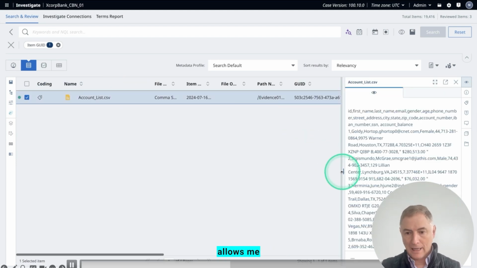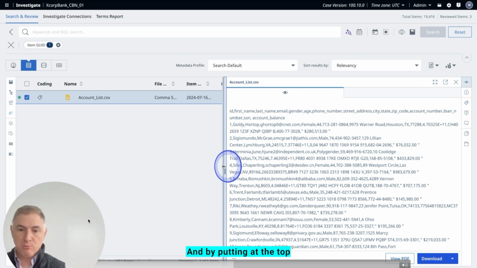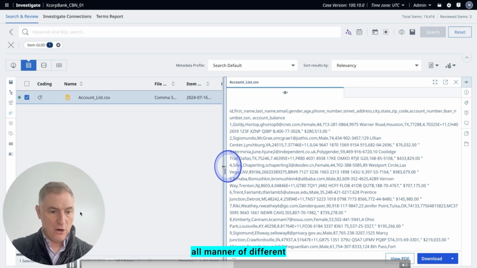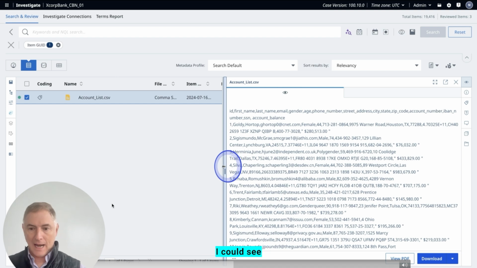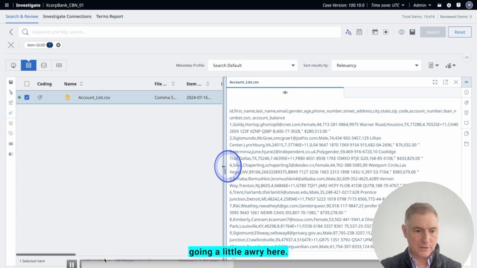That risk score allows me to effectively promote that item to the top of the list. And by putting it at the top of the list, I can easily jump to and start to identify that. And so here we can see I have what looks like a spreadsheet. That spreadsheet contains all manner of different disparate types of information. I could see account numbers, I could see dollar signs, etc. And so again, in all of those instances, it looks like something's going a little awry here.